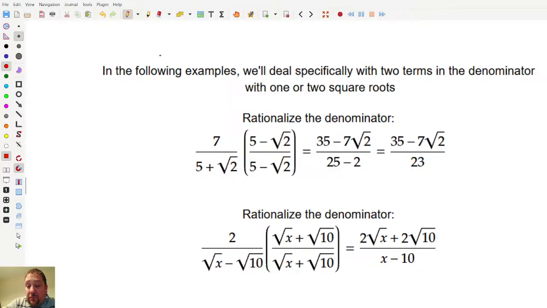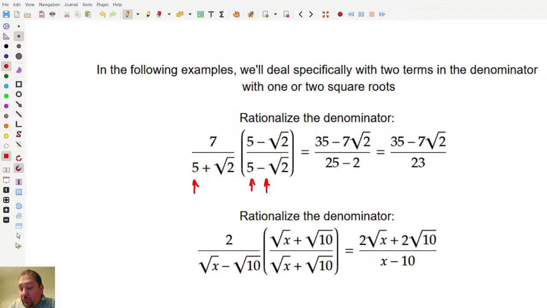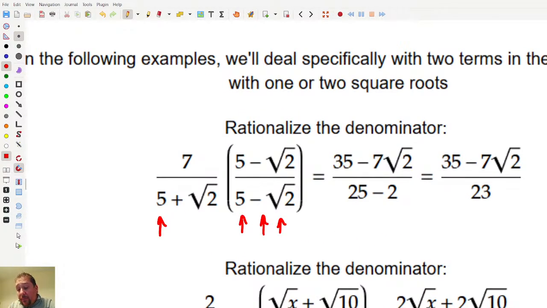So our first term is 5, so we're going to keep the 5. And then the opposite of adding square root of 2 is subtracting square root of 2. So that's what we multiply the top and bottom by: the opposite of the sign in between the terms.